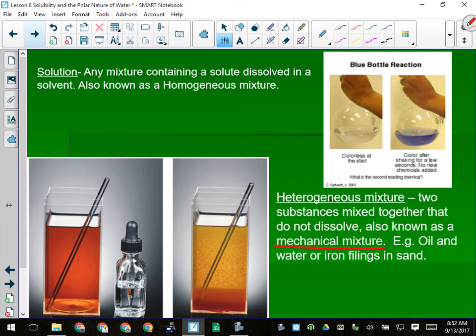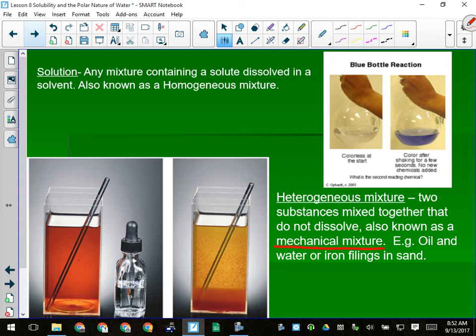All right, solution. Any mixture containing a solute dissolved in a solvent. So if I have something dissolved in something else, I have a solution. Many of the things you created yesterday were solutions, right? We added water to them and they dissolved, and then we were able to take the conductivity of the solution. So we had a solute, that's the thing that's getting dissolved, in a solvent. The solvent is the thing doing the dissolving, right?